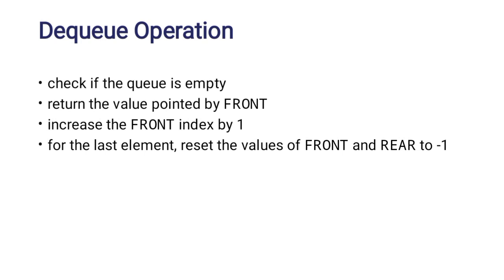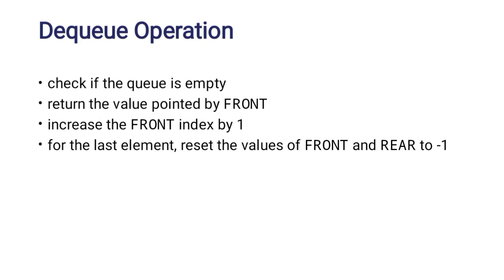Then the dequeue operation. What do we do when we are working with the dequeue operation? Dequeue means that we are removing an element from the queue. The first thing to do is to check if the queue is empty. Why? We cannot remove an element from an empty queue. Then the second thing that we must do is to retain the value pointed by front. Then increase the front index by 1.